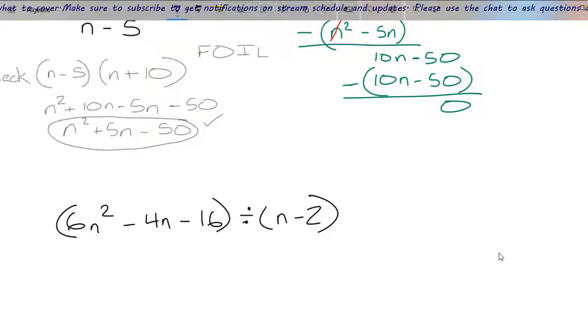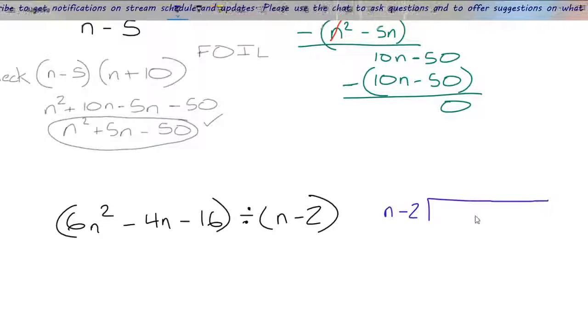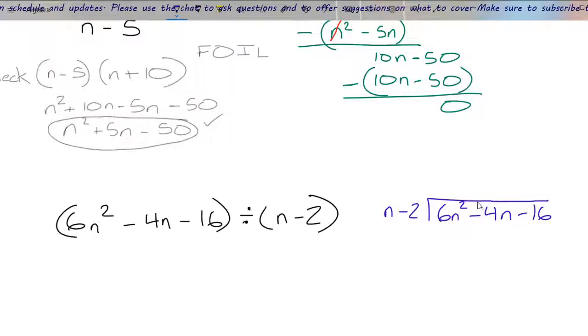So if I wanted to write this next problem out with division, we're going to have n minus 2. We're going to divide from 6n squared minus 4n minus 16. So what can I multiply n by to get 6n squared? We're going to multiply by 6n. 6n times n will be 6n squared. 6n times negative 2 is going to be negative 12n.